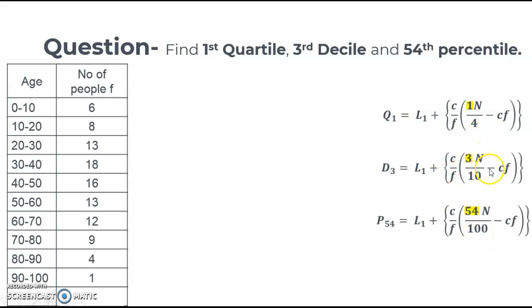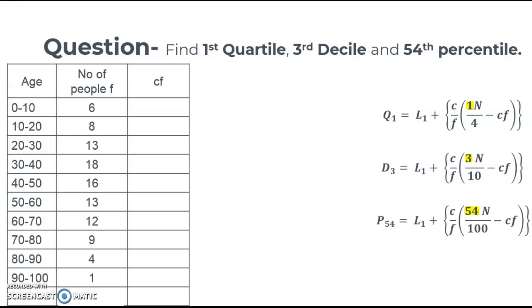Now if you check the formula, we require cumulative frequency. So we need to add one more column here, that is cumulative frequency. In the last video, I explained how to find out the cumulative frequency. For the first interval, the cumulative frequency is 6. For the second interval, the cumulative frequency is 8 plus 6, that is the total number of people between age group 0 to 20. Then in the next, the total people in age group 0 to 30. Likewise, let us complete this column of cumulative frequency.